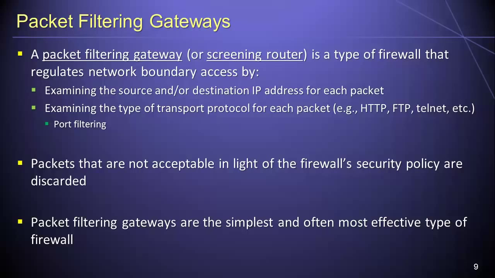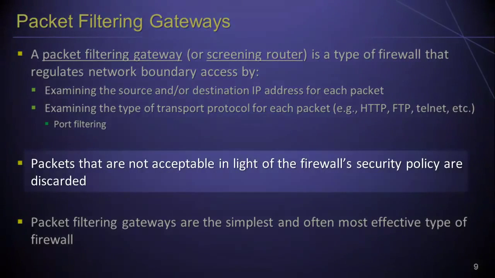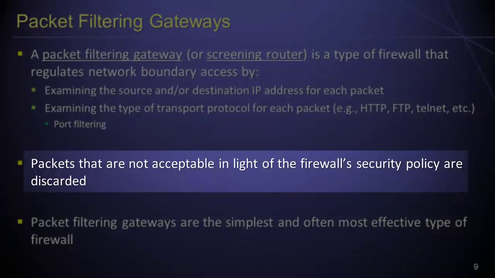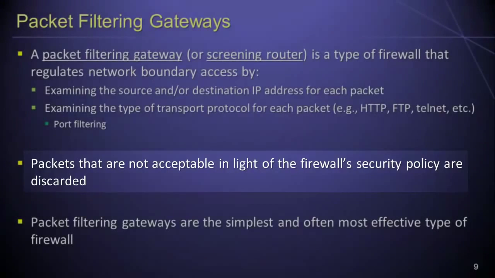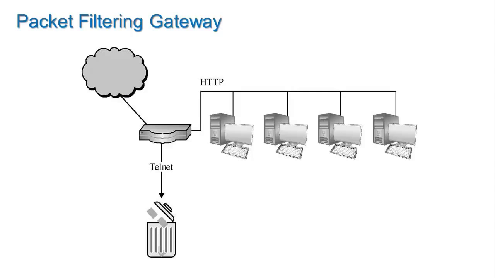Regardless of whether a packet filtering gateway is examining IP addresses or port numbers, packets that are deemed to be unacceptable in light of the firewall's security policy will be filtered out or discarded. For example, a security policy might be established which allows HTTP traffic to pass through the network boundary, while Telnet traffic is blocked or discarded. Note that packet filtering gateways are the simplest type of firewall, but they are also commonly the most effective type of firewall.